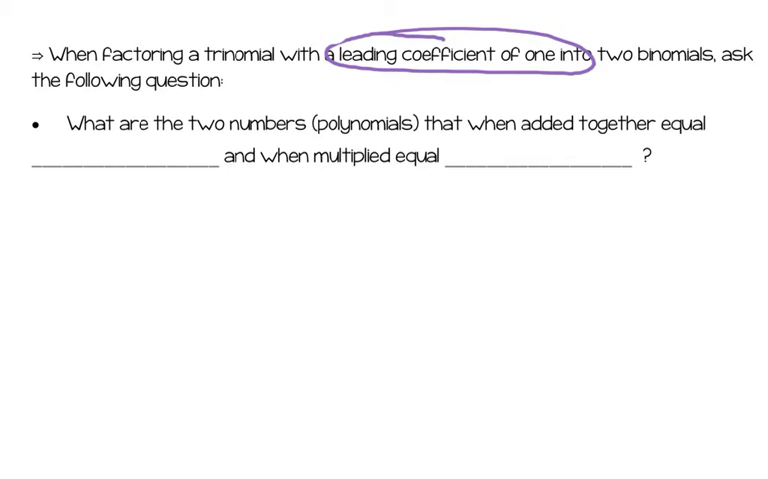We will talk at a later time about what you do if you do not have a leading coefficient of 1. So what you're going to do is ask yourself, what are the two numbers, or polynomials in this case, that when added together equal the middle term, and when multiplied together equal the last term? And I'll show you what I mean by that. So they add together to be the middle term, and they multiply to be the last term.